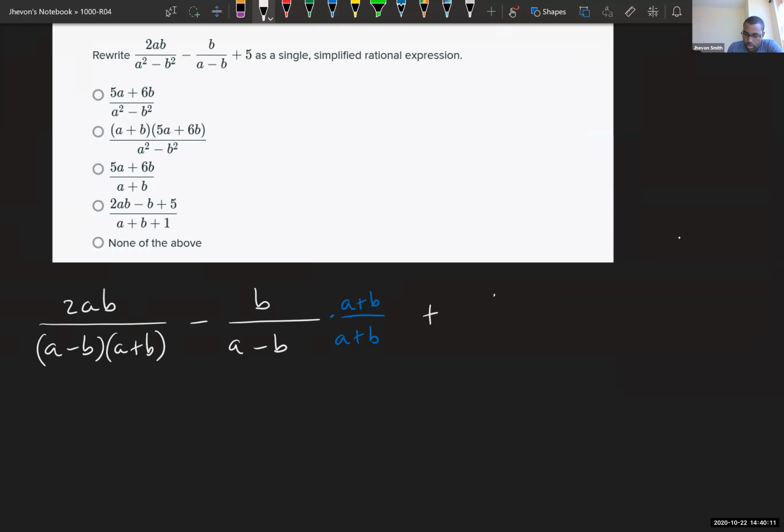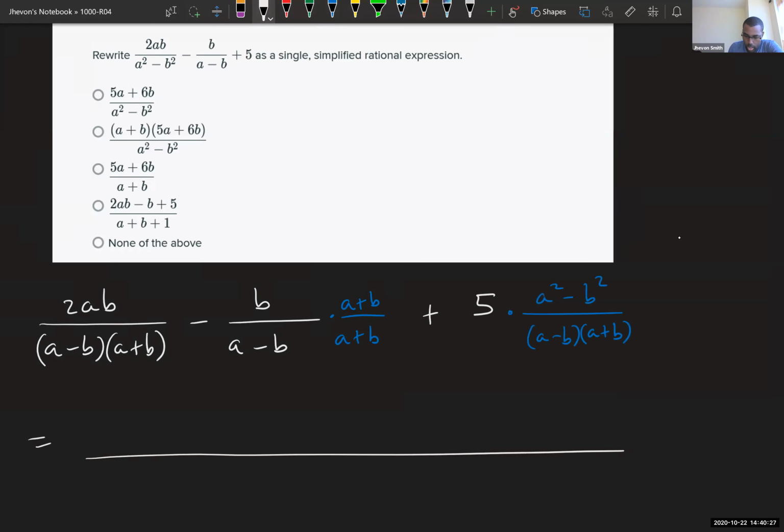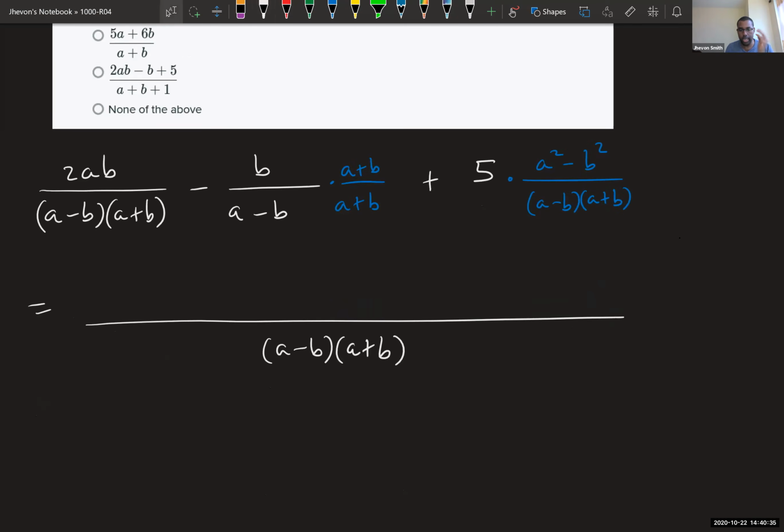And then there's a +5. And this one is missing both factors, so I would actually multiply by an A minus B times an A plus B. In the numerator, I'll multiply it out so that it's easier to expand the parentheses later. So everyone here is over A minus B, A plus B. Remember, we never expand the denominators because we want to make sure that if anything cancels, we'll see it right away. So I would have the 2AB.